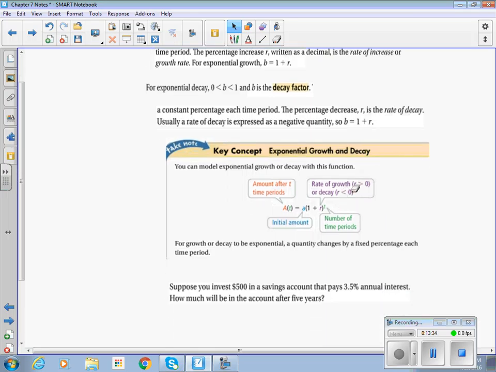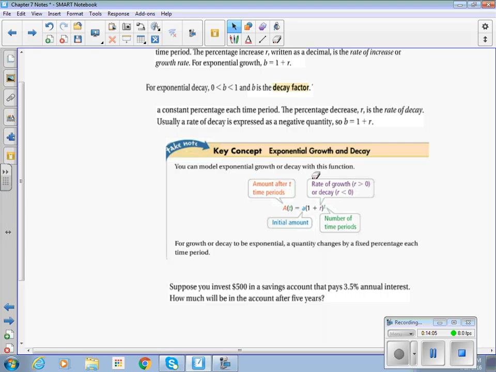And then r would be less than 0. So if you're losing 15%, we'll do it a good way. Say you weigh 400 pounds, and every month you lose 15% of your body weight. Then the decay rate would be minus 0.15. So 1 minus 0.15 would be 85%.